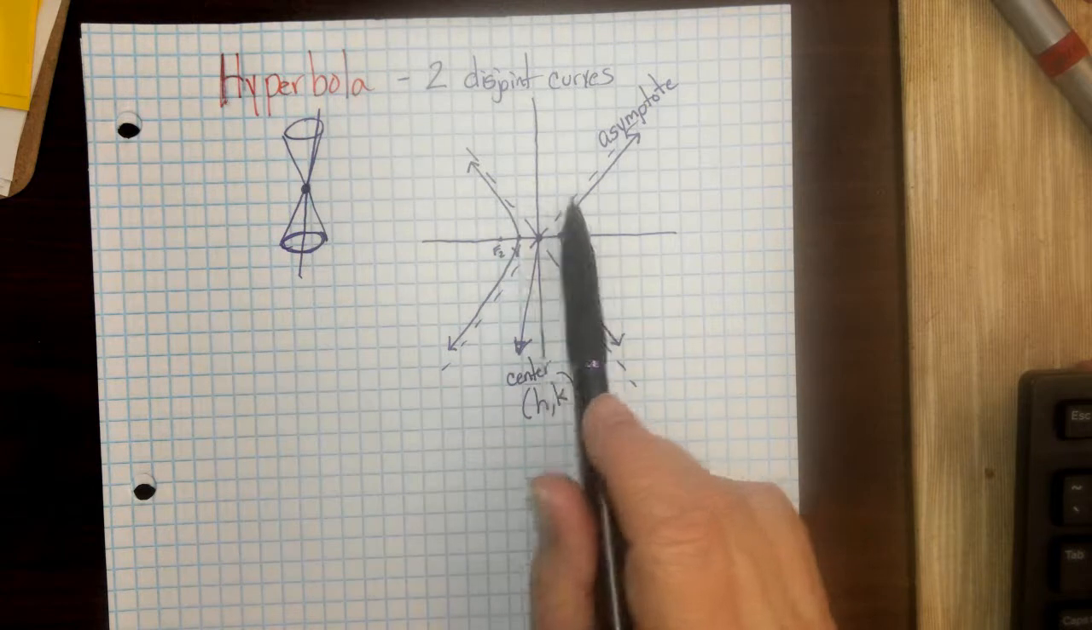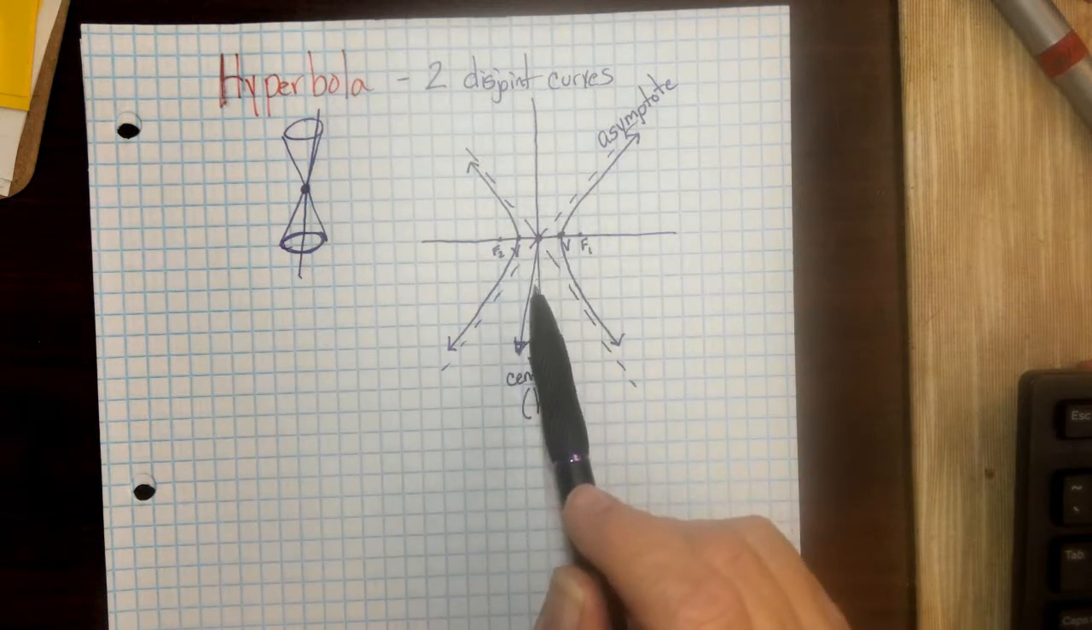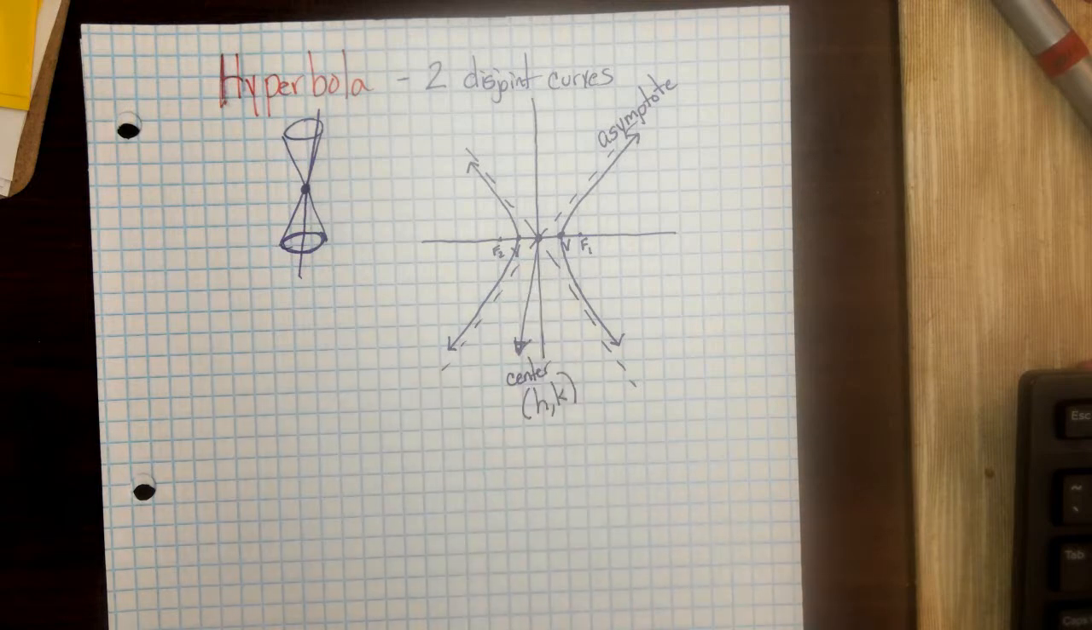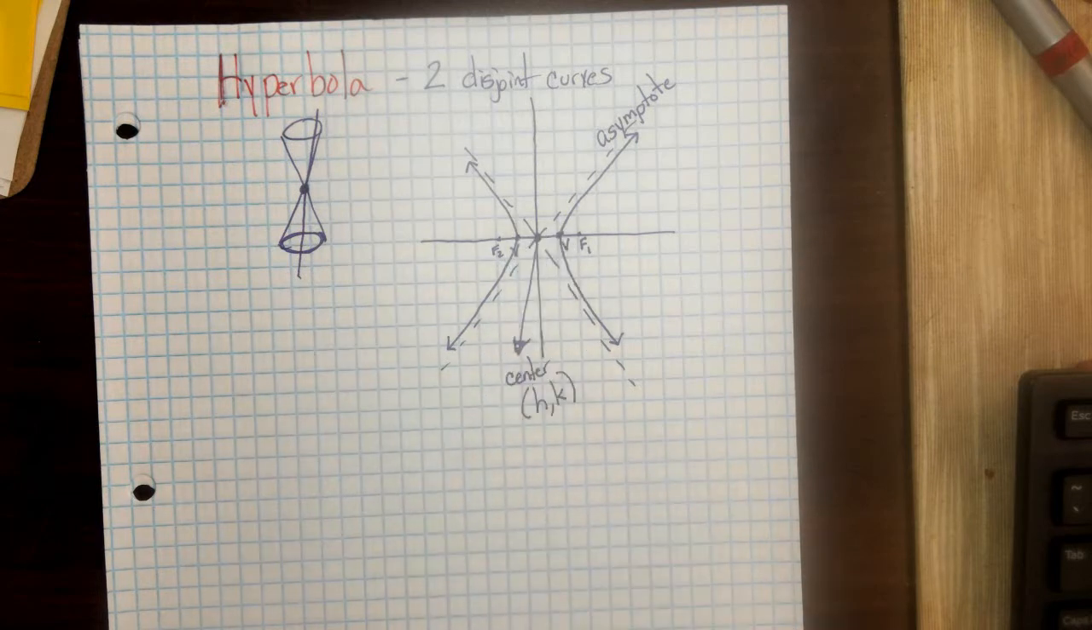Every point on the hyperbola has a special connection. If you remember with the ellipse, every point on the ellipse was the sum of the distance from the focal point to that point and then over to the other focal point. The hyperbola, it's the difference between those distances. So think hyperbola is going to go with subtraction.